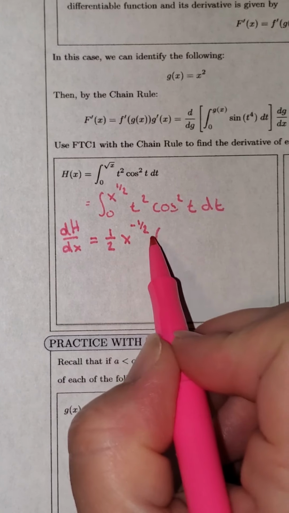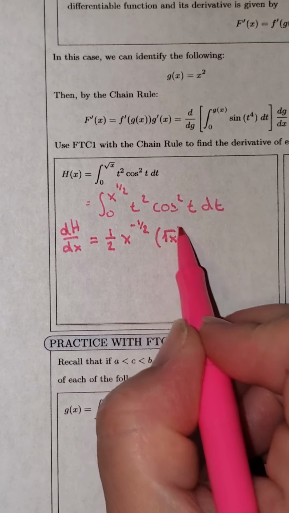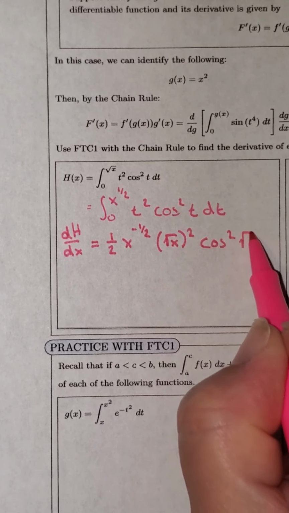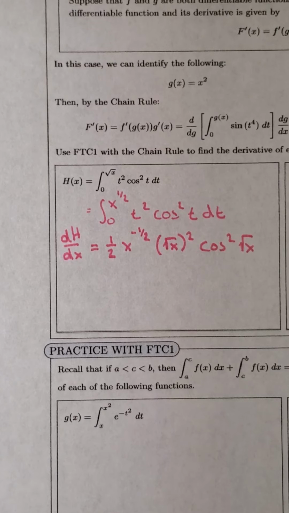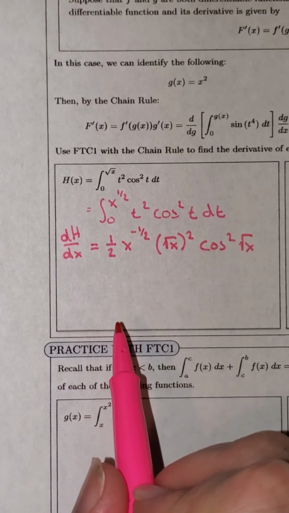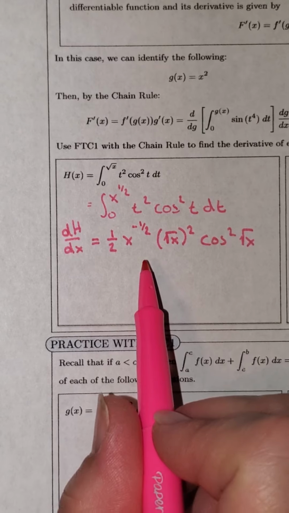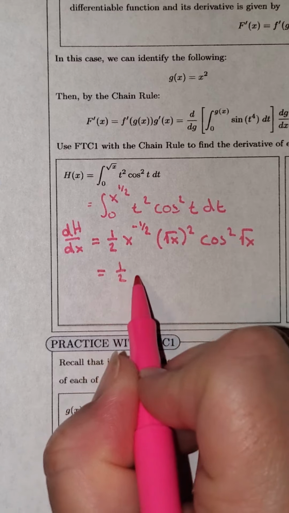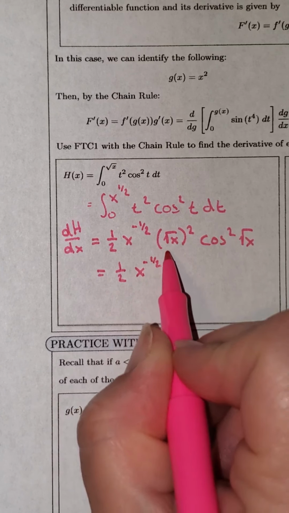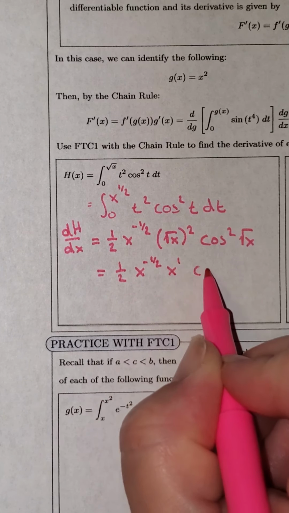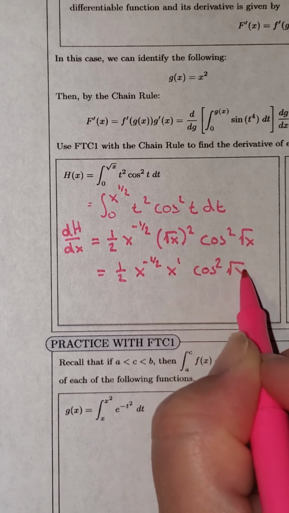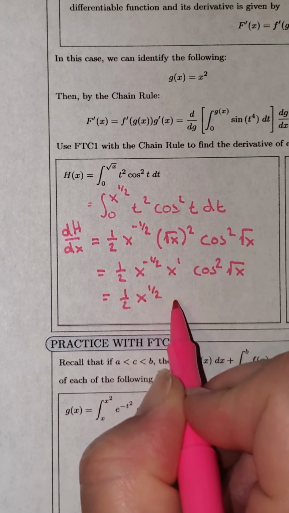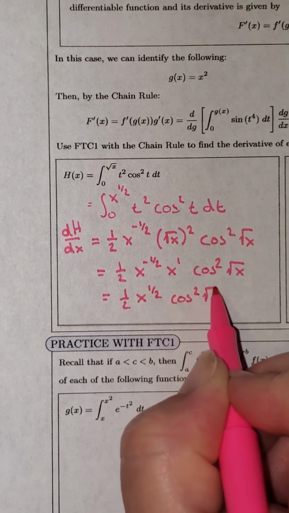Now we do the rest the same. Replace t with the square root of x. It'll be squared. And then you have cosine squared of the square root of x. So we can actually put those together. We'd have 1/2 x to the negative 1/2, and then this would be x to the 1 cosine squared of radical x. So that's 1/2 x to the 1/2 cosine squared of the square root of x.